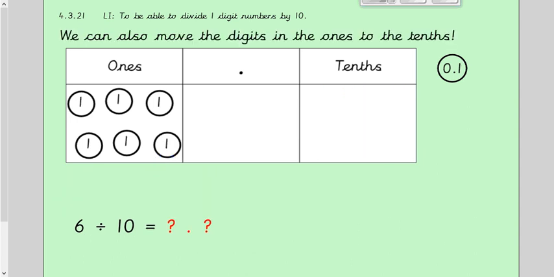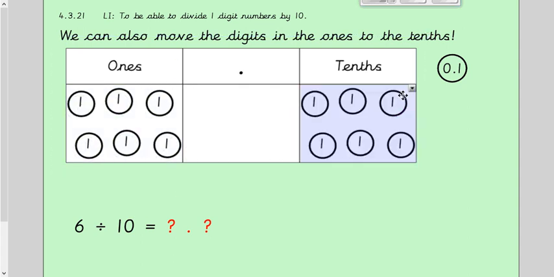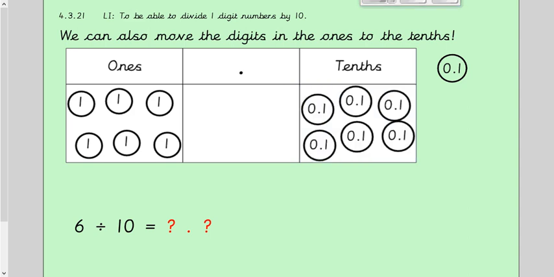So we can also just move the digits in the ones to the tenths. So if you have 6 divided by 10, we could actually just move these across. I don't know if it's going to let me. Let's give it a go. Yes, however, these are ones now. I don't want ones. Hang on, let me just pause the video. So actually, you can just move your ones into your tenths as tenths, and then that would be your answer. So you can just move them along in the place value grid.